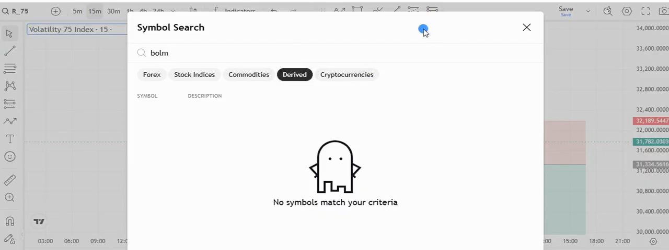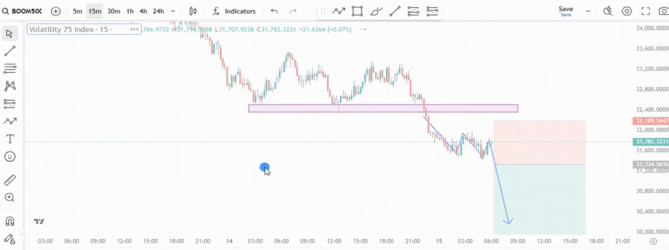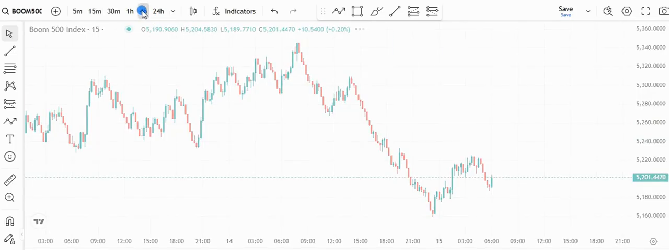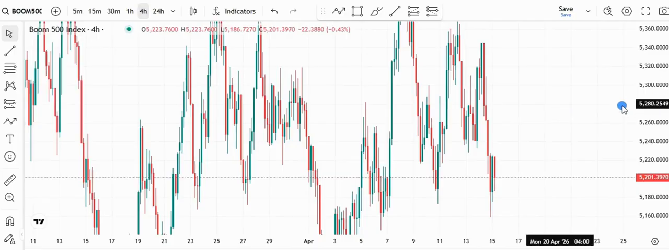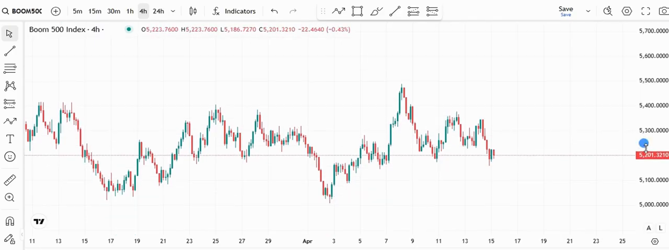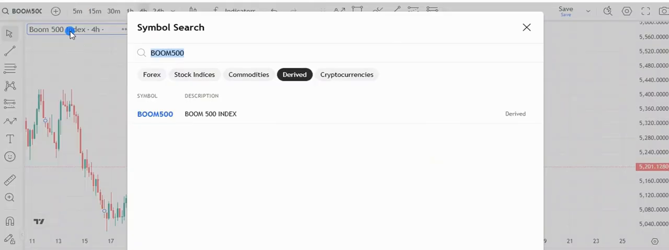Okay, what's going on? All right, so yeah, it's Boom 500. I'm not really comfortable with the chart pattern. So on Boom 500, I'm not looking for any trade today. I'm just keeping my fingers crossed. Maybe in tomorrow's analysis I'll give you my take on it, but for today, I don't think I'm taking any trade. I'm not comfortable with the chart pattern.